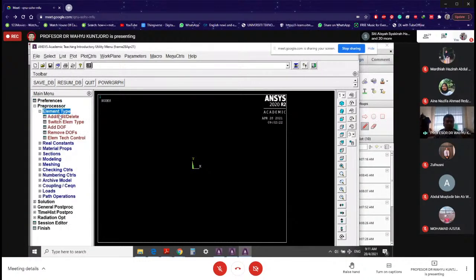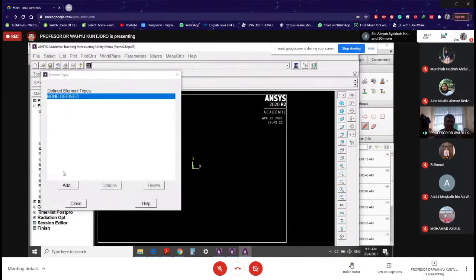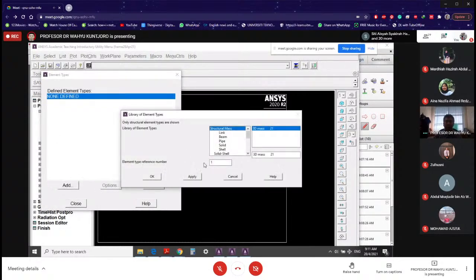The element type in this case is going to be frame, okay? And in Ansys, the frame, they call it beam, right? The frame, they call it beam. In our class, we call it frame. Beam in our class is going to be a subset of frame, but in this case, it's beam.